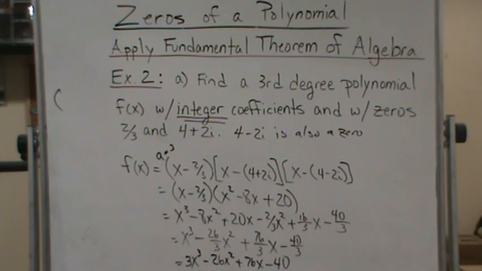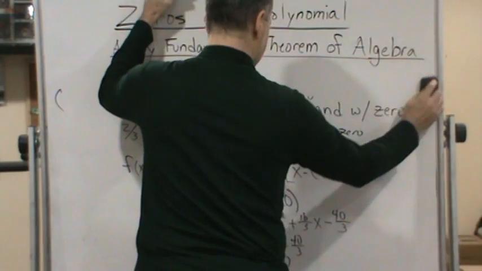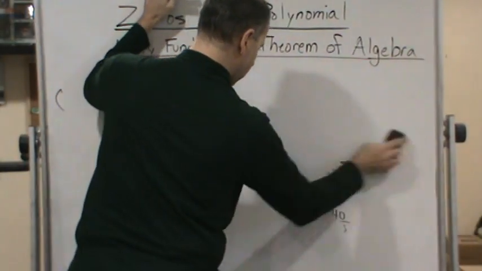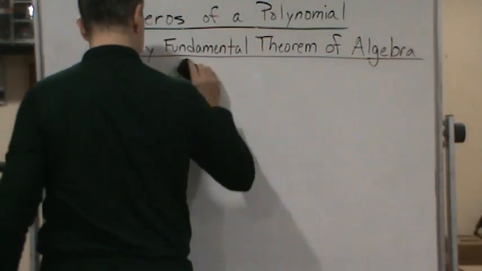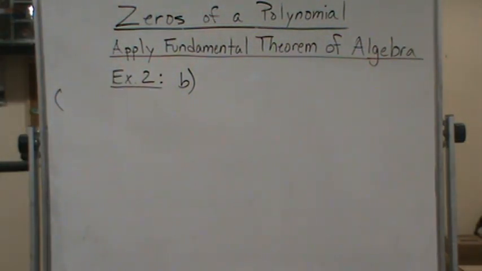All right, now part B says, find a polynomial g of x of lowest degree with zeros of -2 multiplicity 1 and 4 multiplicity 3, satisfying the condition that g of 0 equals 256.